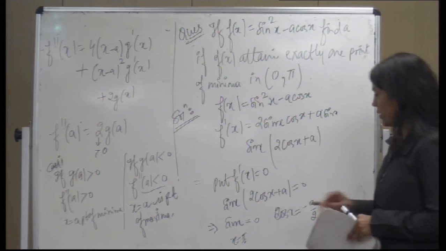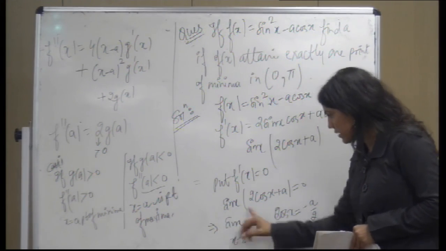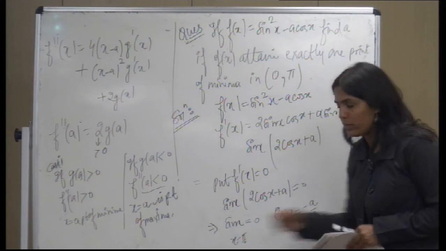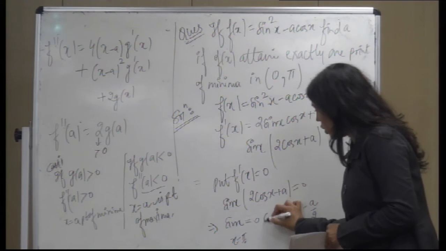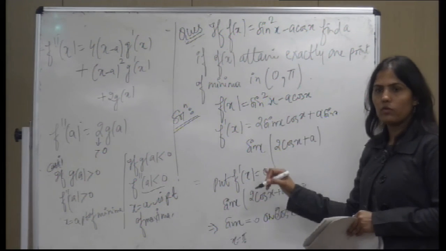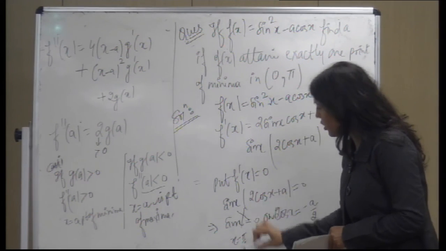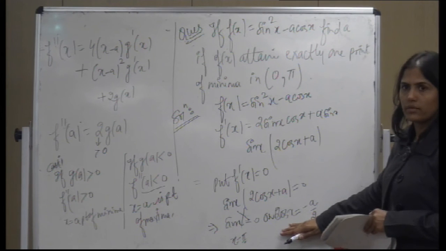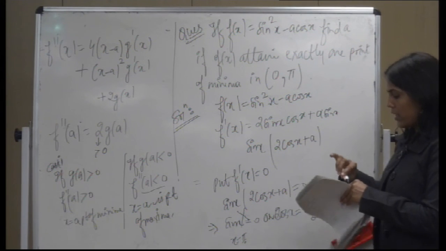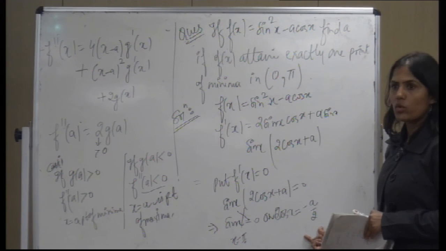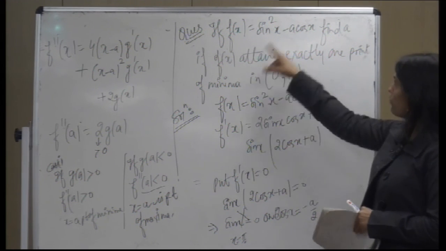No value. It means this into this equal to 0 implies either this is 0 or this is 0, but this is non-zero in this interval. So this will not give us anything, so we will consider this only. Is it fine? Now tell me, I am getting cos x equal to minus a by 2. I have to find out a now.